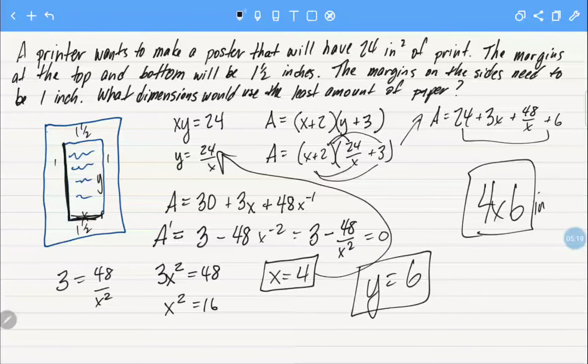Always remember your units. Okay, so there's your second optimization example of the day. Hopefully that made a little sense. If not, give me a holler.